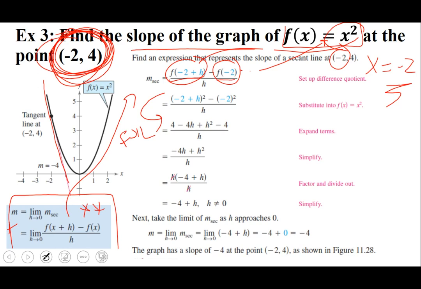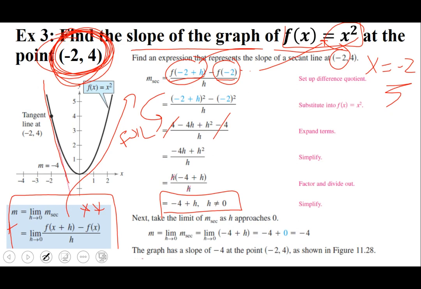Then start canceling, cancel the 4s. Notice that in the next step, you're only left with terms that have h's, and spoiler alert, that should always be the case. Reduce an h, and you are left with -4 plus h, and again, the h cannot be equal to 0. That's kind of always a qualifier because the difference quotient wouldn't exist if that wasn't true.